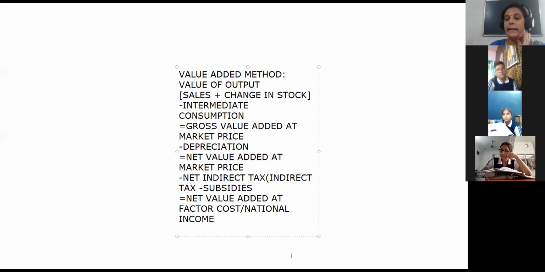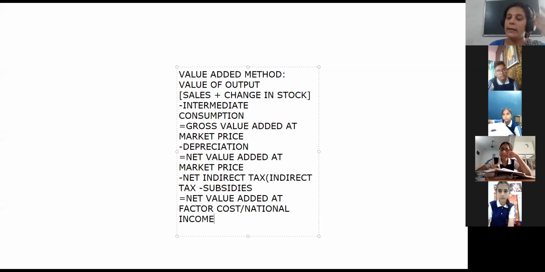वैल्यू एडेड बाय एवरी कंज्यूमर, क्योंकि बेटा वैल्यू एडेड हम क्यों निकालते हैं, because if we will not subtract the intermediate consumption which is being done by the other producer, then it will create the problem of double counting.